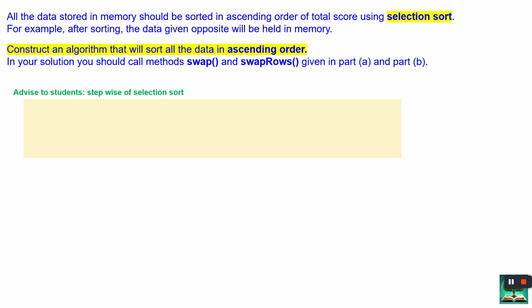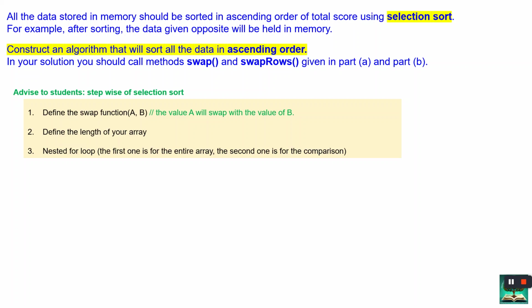So this is advice for the student. It will not be given in the exam, just to keep in mind. First, in any kind of pseudocode you're writing, define your swap method, because most of them will have a swap method. Define the length of your array and know what your nested loops will go through. Know what your rows are, what your columns are. The first loop in your nested loop will always be for the entire array, and the second one will be for the comparison.